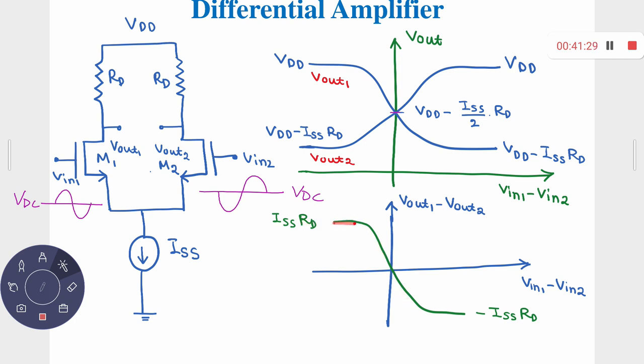This value is plus ISSRD when V1 is much, much less than V2. This value is minus ISSRD when V1 is much, much greater than V2. And this value is equal to zero when V1 equal to V2. So what is the takeaway? When V1 equal to V2, that means when both of these two signals are the same. Same signal, that means what?